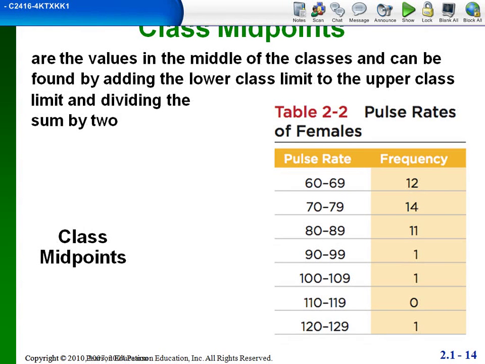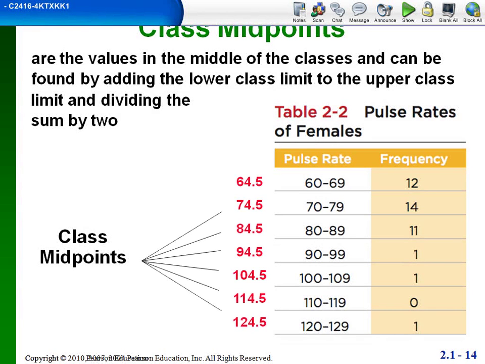Now, what happens is, instead of having classes, the class limits, we want to represent it with one number only, instead of these two. So what we do is we take the midpoint, the middle value. So how do we find the midpoint? Well, we take the two class limits, the upper and the lower, we add them together and divide by 2. So we take 60 plus 69 and then divide it by 2.